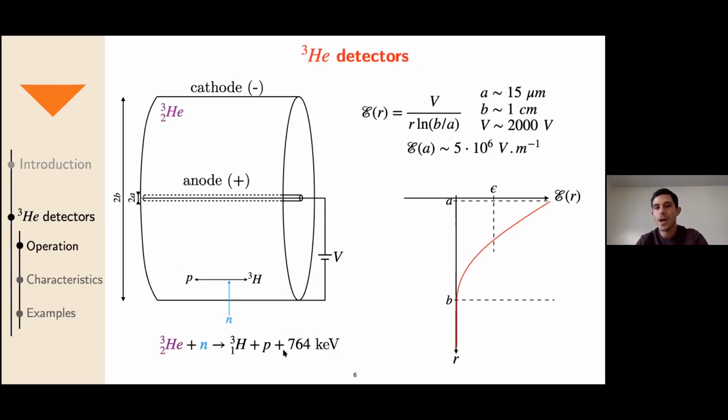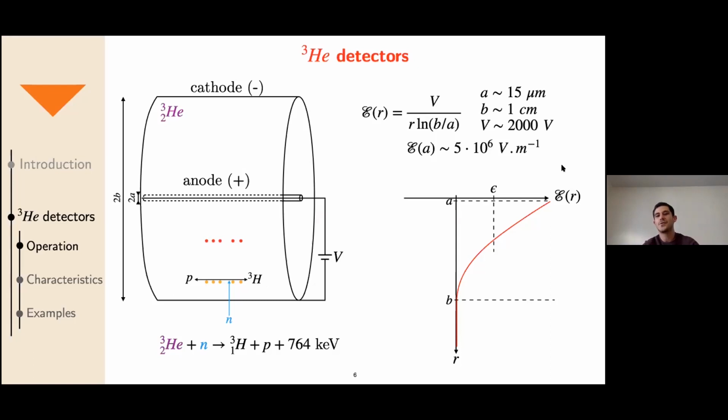And therefore, on the path of the proton and of the tritium, there is a creation of electron-ion pairs. The electrons are represented in red, and the ions are represented in orange. The electrons, negatively charged, are attracted to the anode, which is positively charged. They drift to the anode until they reach a certain region of space.